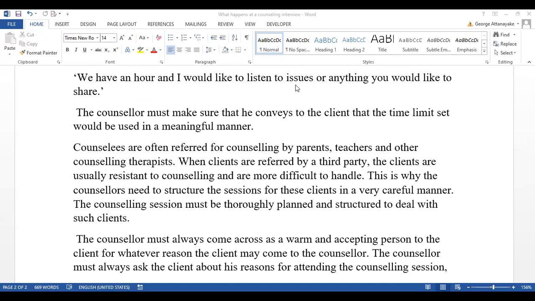Ma'am, if a client comes to the session through a third party, I think it's better that the counselor should make a proper counseling structure to run the session. It's very useful for both parties.